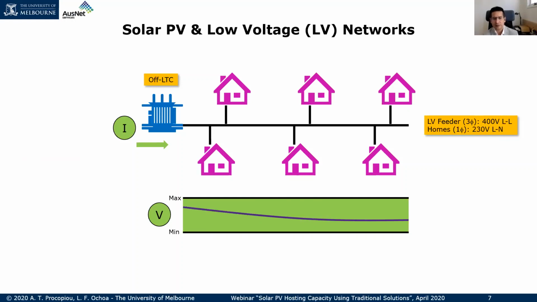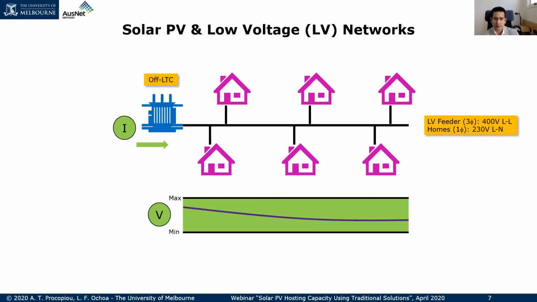And that means that when people come back home, for instance, at 6 p.m., or if it is a very hot day, the demand of all these houses is such that, of course, it will drive the voltages down, or will drive more currents, but the system has been designed for that.